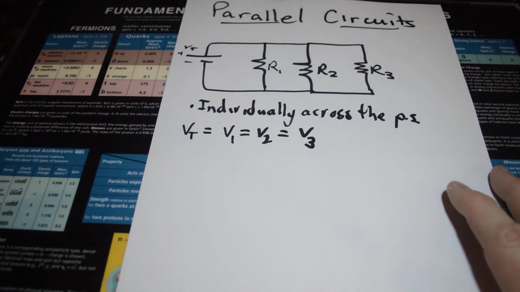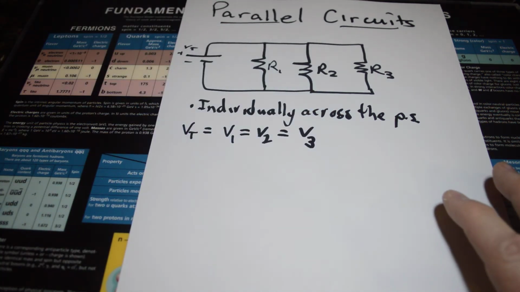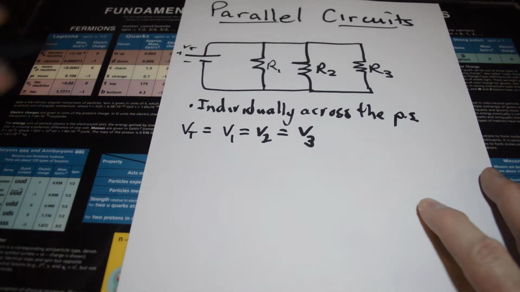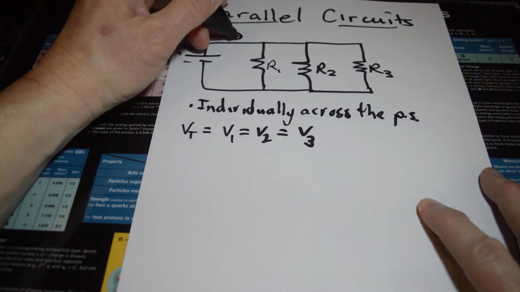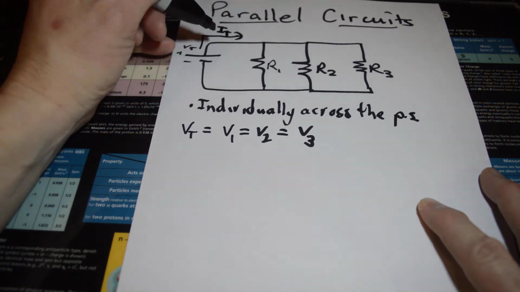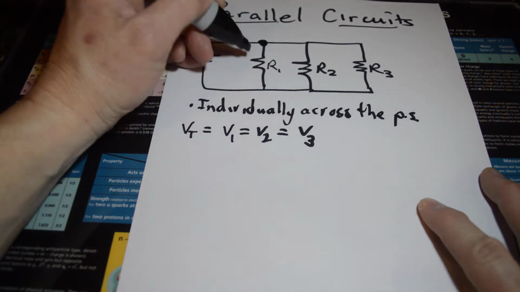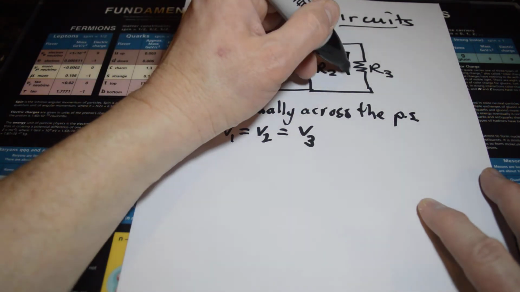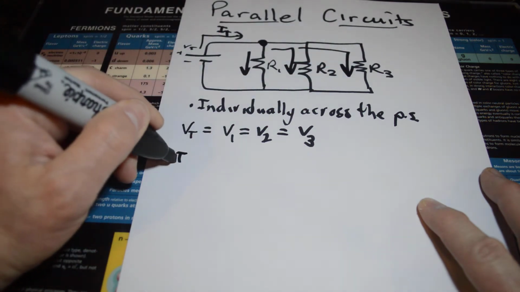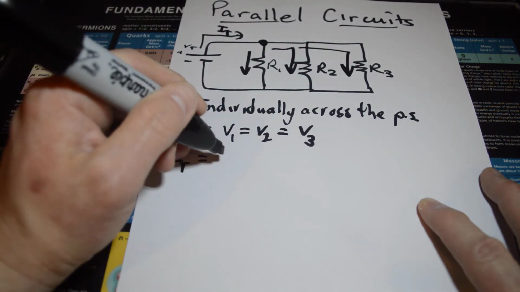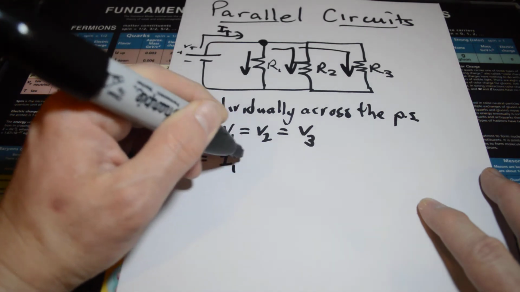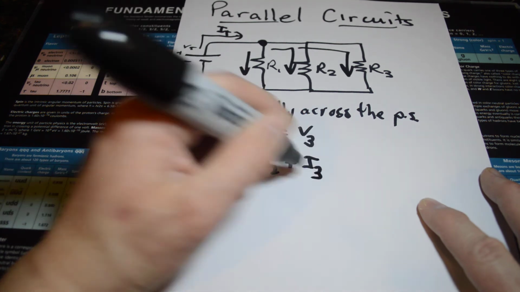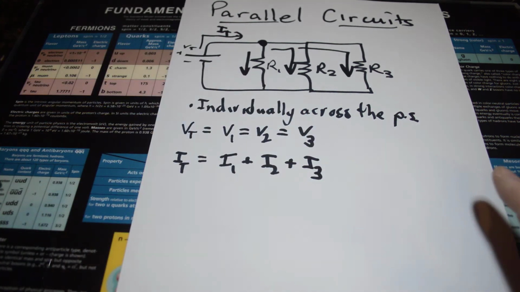So in the last circuit we said that the current was the same in each. Here we're going to say the voltage is the same in each one of those. But the current is not the same. The current that comes out of the power supply has different ways. It can either go through this resistor, go through the second, or go through the third. Well, it turns out that the total amount of current in each branch would add up to the total amount of current throughout.